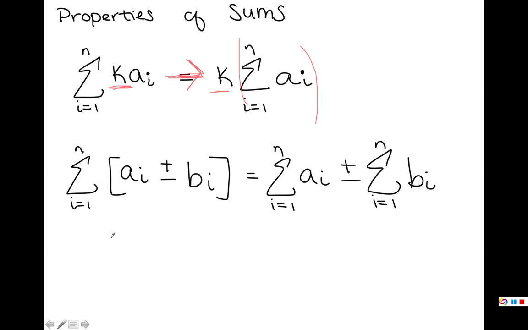The second property says if you want to add up a sum or a difference, you can add up each piece separately and then add or subtract them. This is just coming from the fact that we can add in any order we want. So we could add the a's and b's individually and then add those together, or we could add all the a's, add all the b's, and then add those sums together.